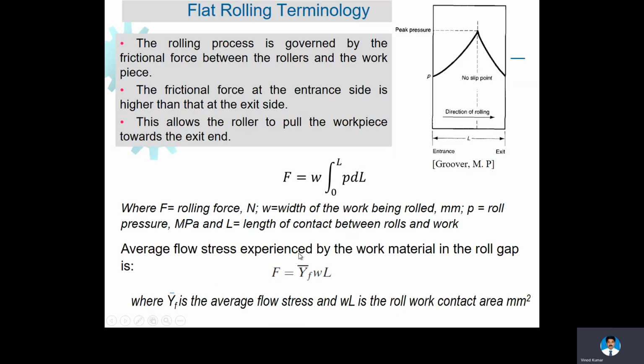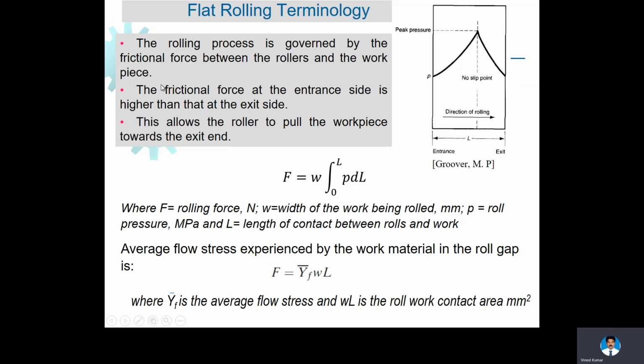Now we can see here a graph of roll pressure versus the distance L, the contact length, from entrance to exit. As it moves from entrance to exit, the roll pressure increases, reaches a maximum, and towards the exit it decreases. This is how the roll pressure varies with length from entrance to exit.